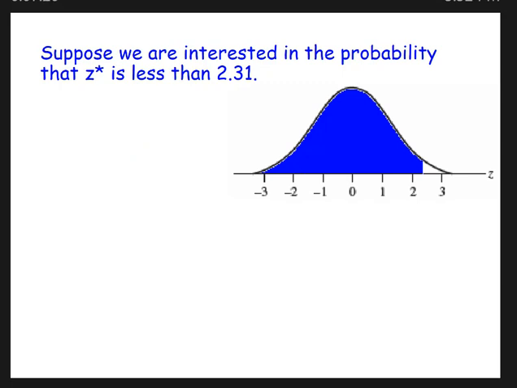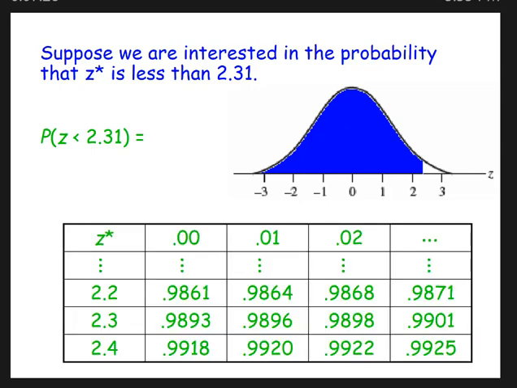Suppose we wanted to find the probability of this being less than 2.31. So we're going to look up 2.3 and then the 0.01. 2.31 gives us a 0.9896 probability of being less than that. Now, both of those probabilities, we were looking for the probability of being less than a certain value.